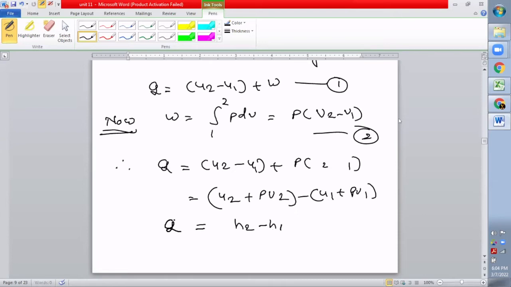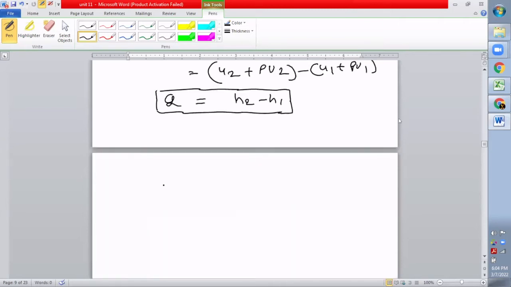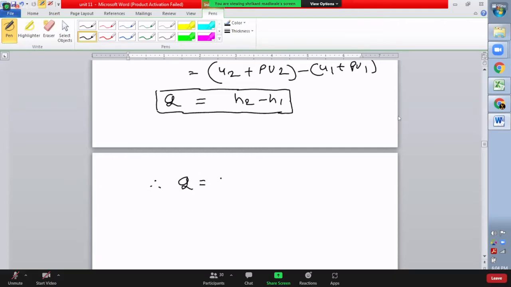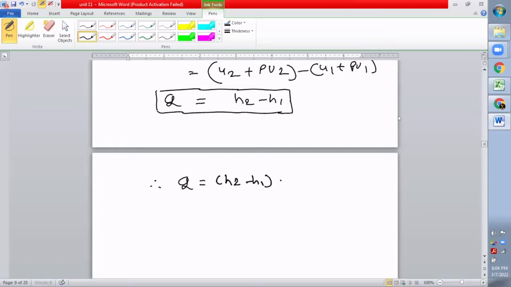So this Q we can also define as nothing but the difference between the enthalpy at point 2 and the enthalpy at point 1. Now, when we explore unit number 2, that is properties of pure substance, we'll talk more about the enthalpy of water, enthalpy of steam, enthalpy of dry steam, enthalpy of wet steam, superheated steam, and saturated steam. We'll talk more about that. This Q, for processes that happen at constant pressure, is H2 minus H1. This is equation number 3.